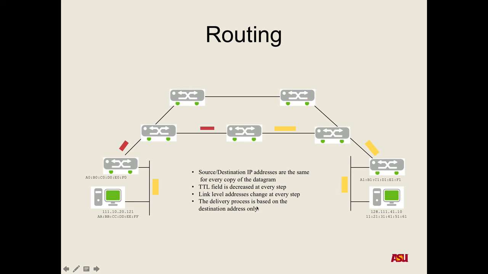But the source and destination IP remain the same at every step along the way. That's an important thing to remember. The TTL field is decreased, and the link layer addresses actually change at every step. So at the first hop, from here to this gateway, the source MAC address will be this MAC address, and the destination MAC address will be the gateway's MAC address. And then from there, the source MAC address will be the gateway's MAC address, and the destination MAC address will be the next hop's, and so on and so forth.